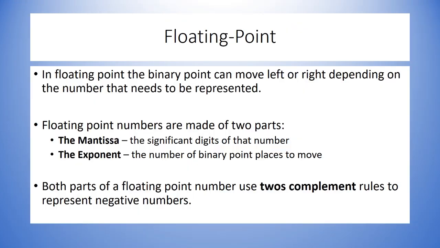So in floating point, the binary point can move left or right depending on the number that we need to represent. And it's made up of two parts: mantissa and exponent. And both parts will also use two's complement rules to represent negative numbers.